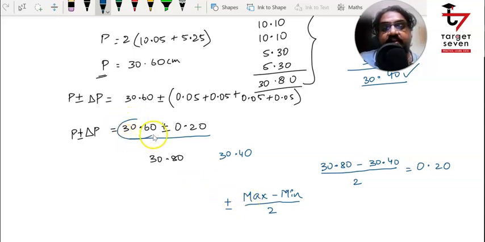Well, if this is how we can express the absolute uncertainty, the reported value of the perimeter can in fact be expressed as the average of the maximum and minimum possible values. Therefore, whenever we add or subtract 2 or more physical quantities, the final answer can be expressed as the average plus or minus max minus min by 2, with max minus min by 2 being the absolute uncertainty.